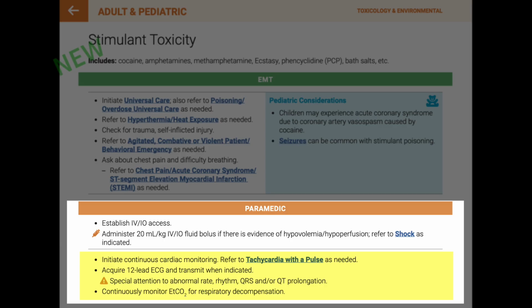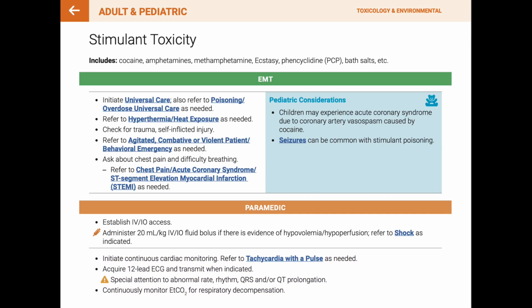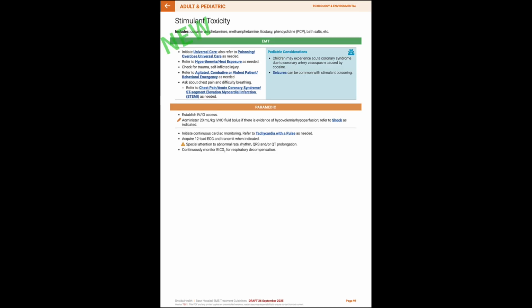You'll also want to know that capnography, end-tidal CO2 monitoring, is required to detect respiratory decompensation, especially in patients who are altered or have taken unknown combinations of substances. Remember, more and more commonly, fentanyl is getting mixed with stimulants, and users are not aware until it's too late. That's the overview for stimulant toxicity.